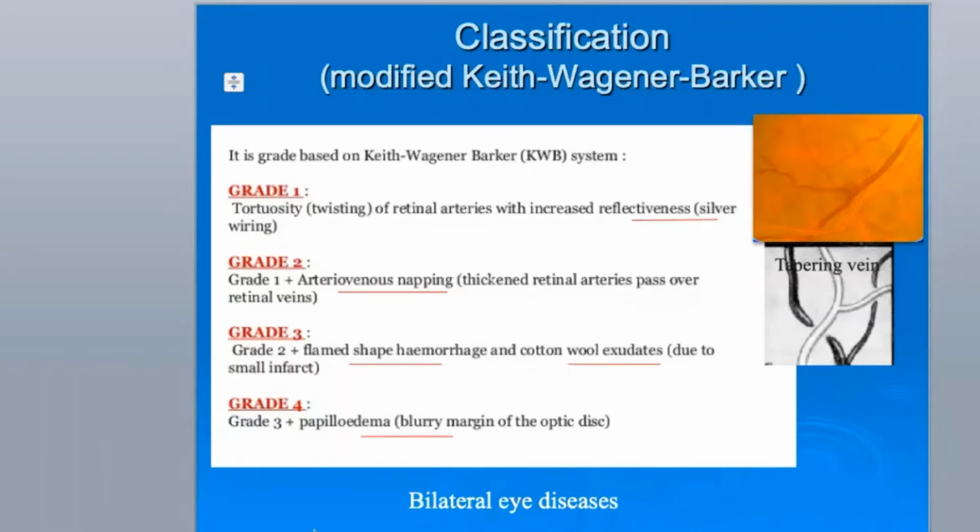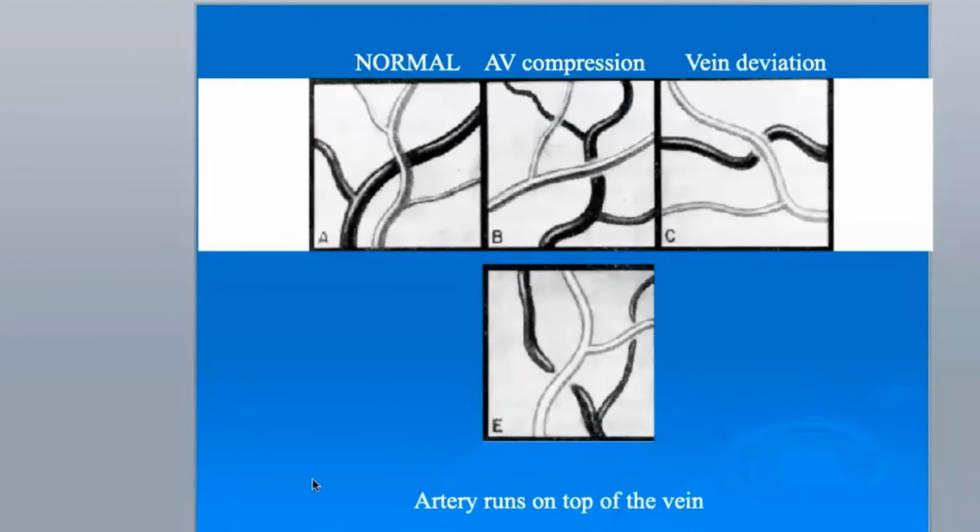Now, let's go for the next one. Now, this is just to show you how, okay, normal condition, size looks normal, looks nice, artery over vein. Then slowly you can see the thinning of the compressed vein. Slowly it becomes tortuous and deviated, and eventually comes your AV nipping. Yeah, so that is how it will appear.